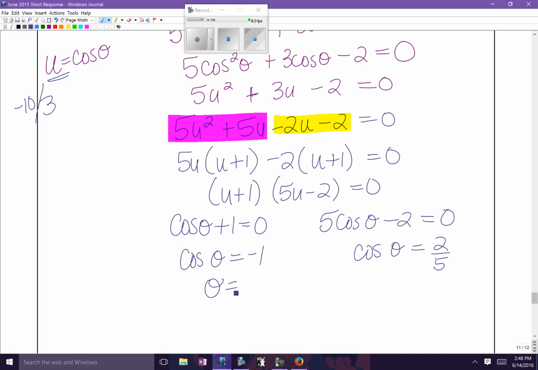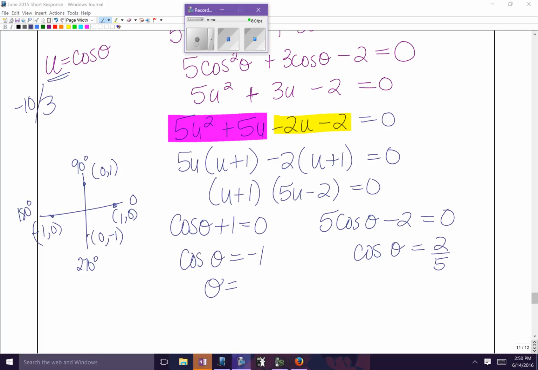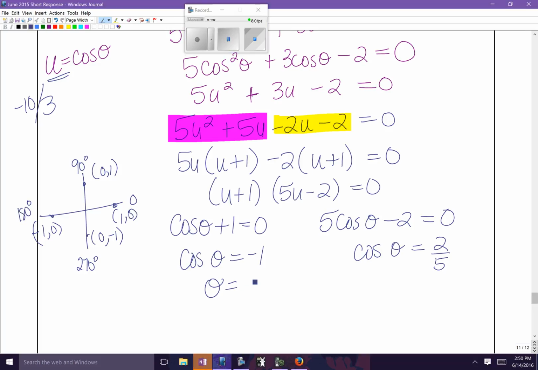So a couple ways you can remember. You can go back to your unit circle, right? I have a 1, 0. I have a 0, 1. I have a -1, 0. 0, -1. Cosine is always the x term. So where does cosine have a value of -1? Let's see. So here's 0, 90 degrees, 180 degrees, 270 degrees. So cosine is -1, that would be 180 degrees.